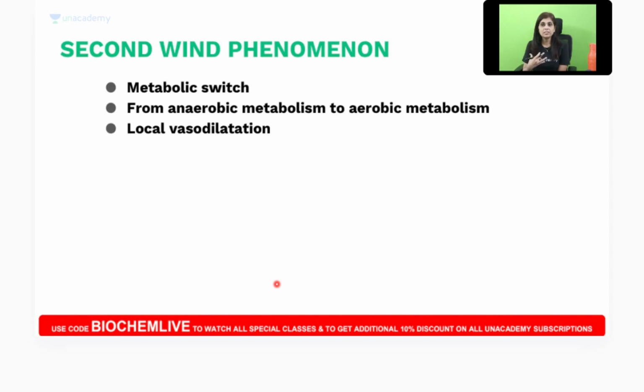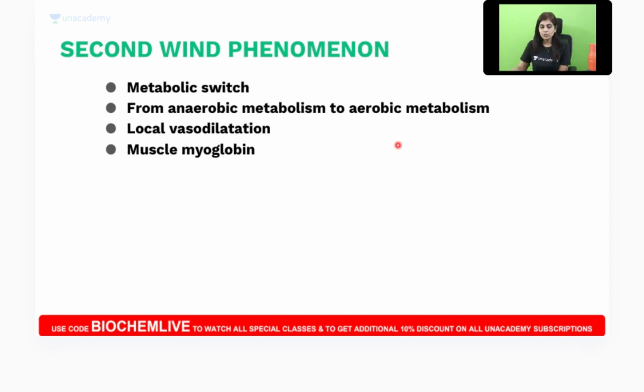When there is vasodilatation, what will the muscle do? The muscle will quickly get oxygen from the circulation. The muscle will quickly get glucose from the circulation. With both glucose and oxygen, it will be able to generate ATP. And with ATP, what will happen? The cramp will be relieved. So there is quick vasodilatation. That is one reason. And the other reason is myoglobin in the muscle.